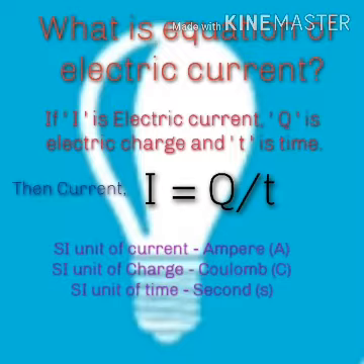If I is current, Q is charge, and T is time, SI unit of current is ampere, SI unit of charge is coulomb, and SI unit of time is second.